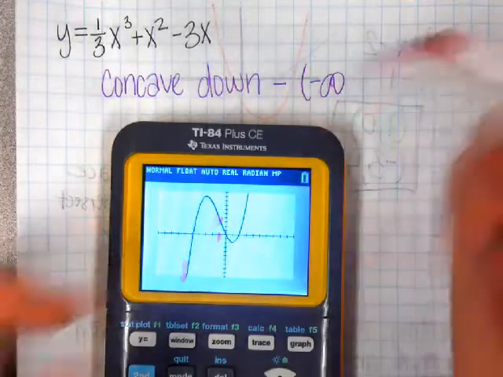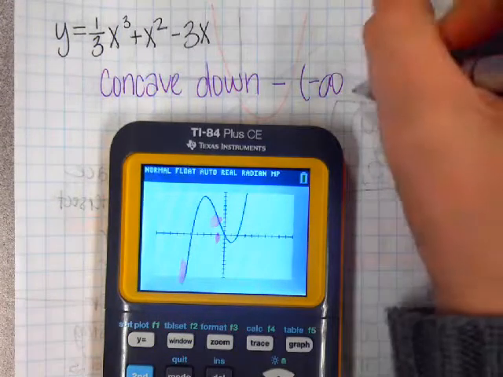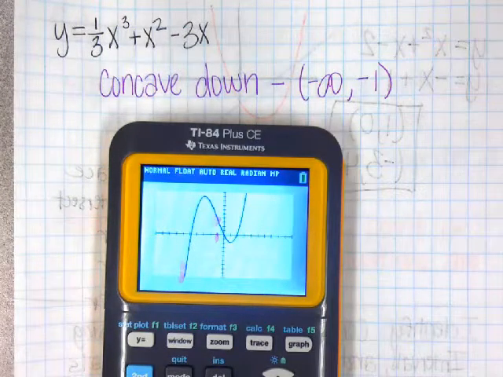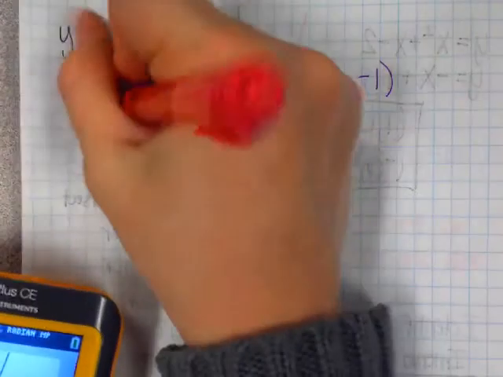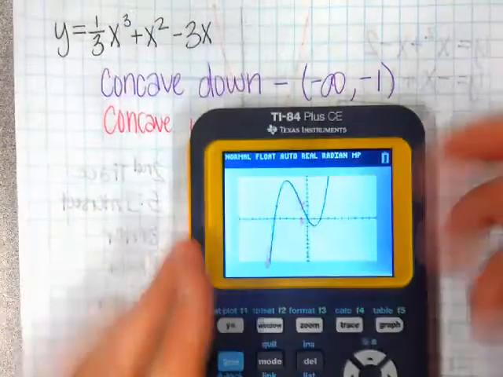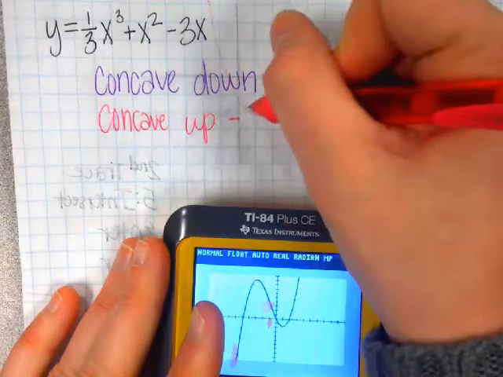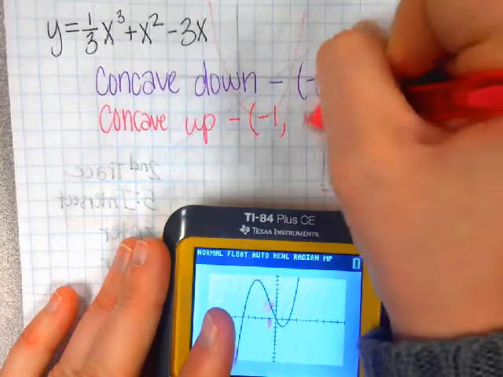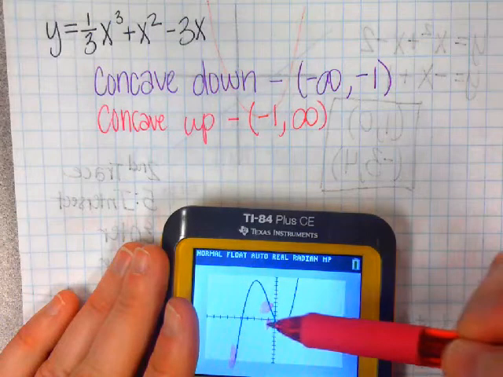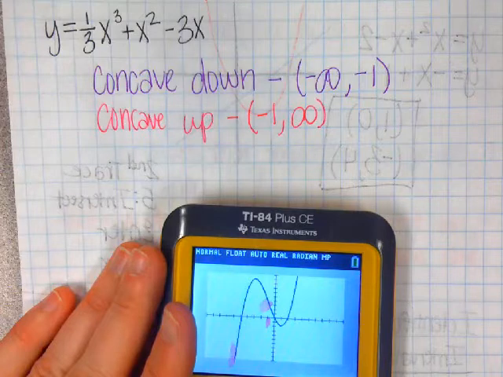So that's that inflection point. So it looks like it's at 1. So it's concave down from negative infinity to negative 1. And it's concave up from 1 to infinity, or from negative 1 to positive infinity. Remember, you always put the smaller number first, saying that it's going from 1 to infinity.